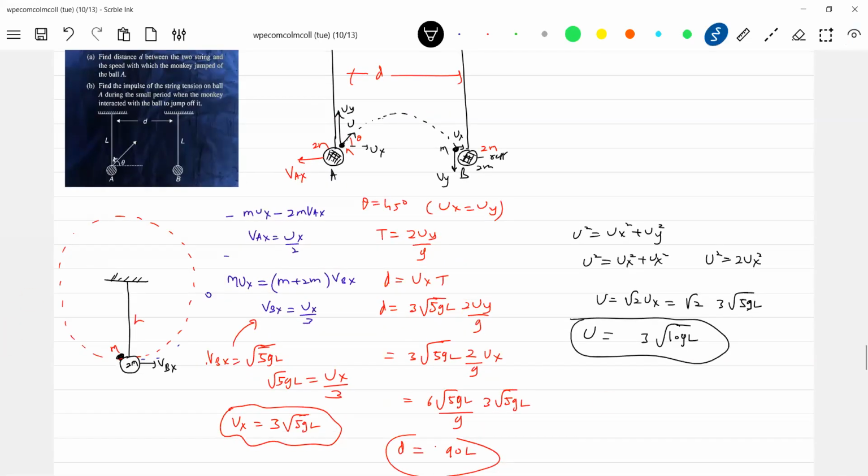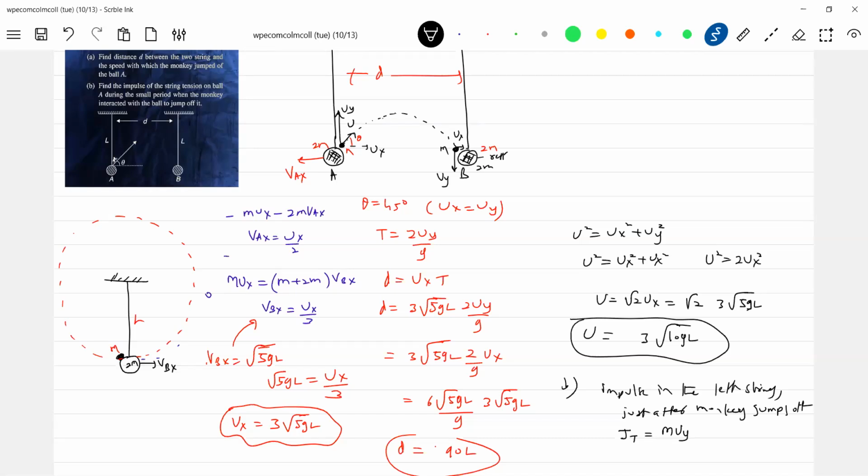So how much is that impulse in the string? So the impulse in the left string, part B of the problem, just after the monkey jumps off. That should be equal to J_T, I'll write it. That should be equal to the mass of that one, which is 2m, no? So 2m u_y only, I'll write it.